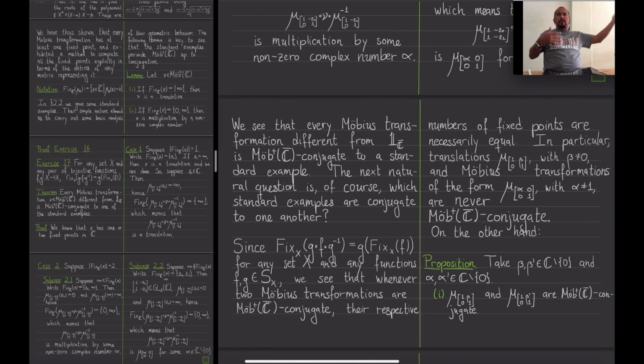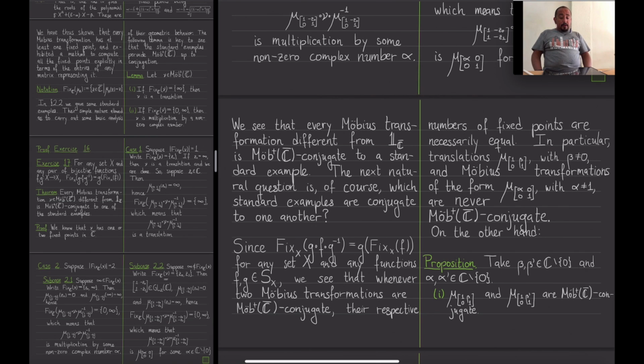But then this new complex number, how is it related to the two complex numbers I could have obtained? How are they related? What I can see from that is that it is possible that multiplication by alpha and multiplication by alpha prime are both conjugate, right? And then, of course, I want to know when they are conjugate. And in general, I have my standard examples. Now I know that everything is conjugate to a standard example. Well, I want to be able to separate the standard examples, right? To know when two standard examples are conjugate and when not.